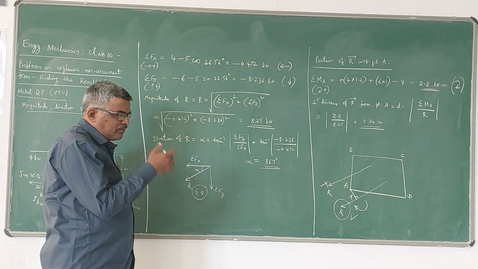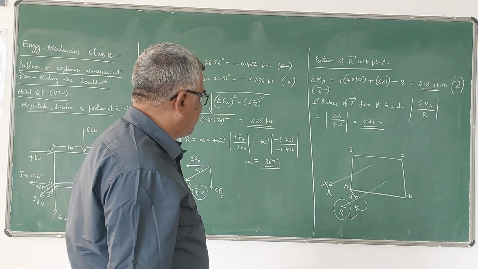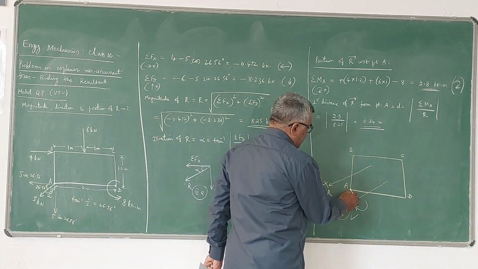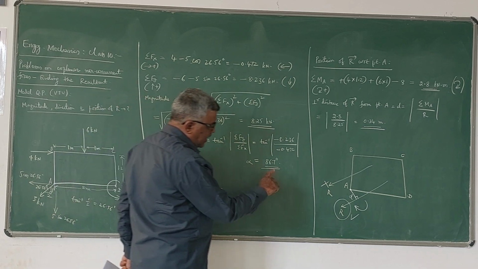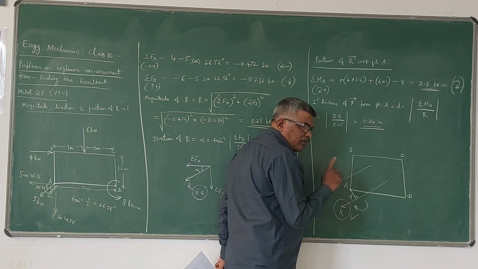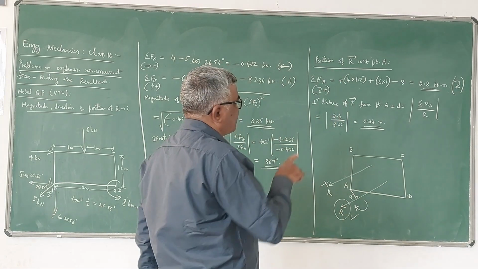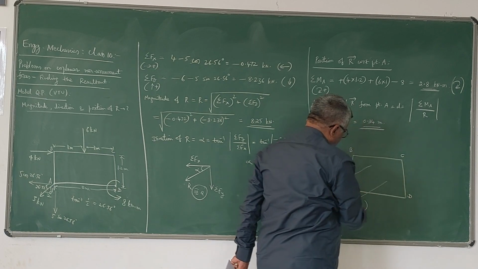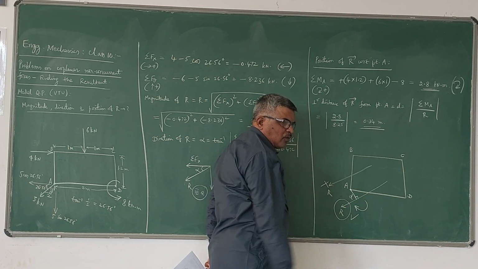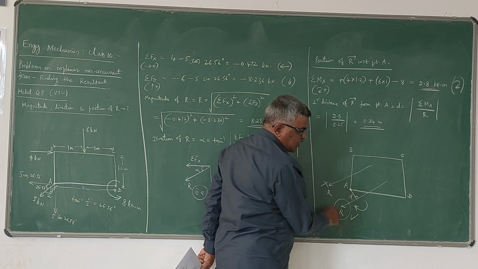So to decide on which side of that point A the resultant acts, we have to draw the directions of the resultant, and then we have to decide among those two. There will be two possibilities. Then among those two, whichever gives the nature of the moment we have got. Here we have got clockwise. So therefore, among these two, whichever gives clockwise moment about the point A, that is the correct direction of R.